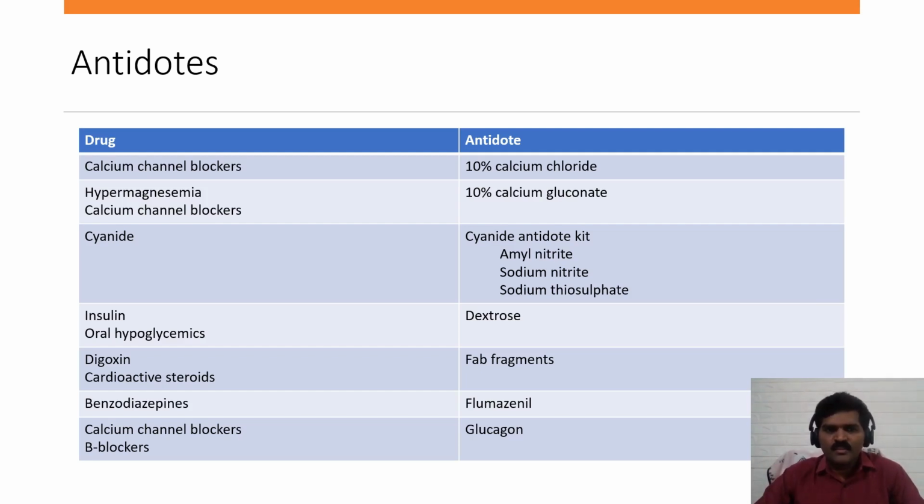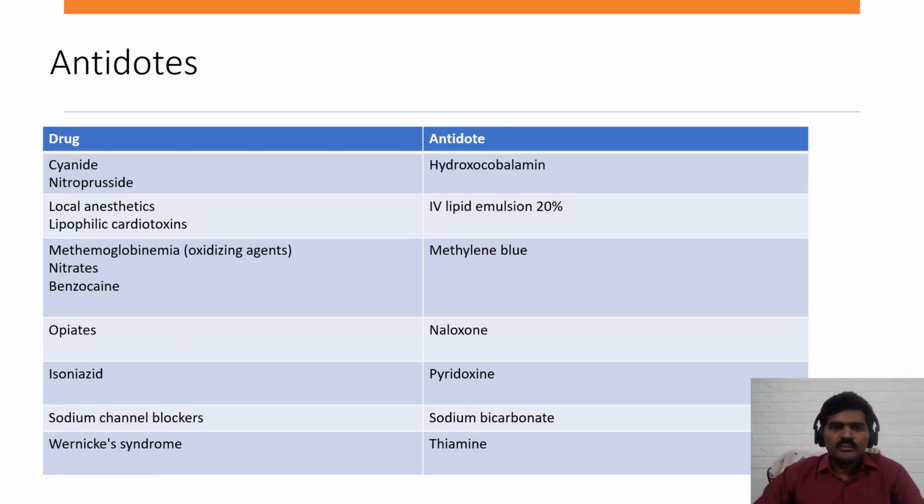Insulin or oral hypoglycemic agents: dextrose as a continuous infusion to maintain a blood glucose level between 120 to 180 milligram per cent. Digoxin or other cardioactive steroids like oleander: you can use Fab antibody fragments. Benzodiazepines: the specific antidote is flumazenil. Calcium channel blockers and beta blockers: glucagon can be used. Cyanide and nitroprusside: hydroxocobalamin is the specific antidote. For local anesthetics and other lipophilic cardiotoxins, IV lipid emulsion 20% can be used.